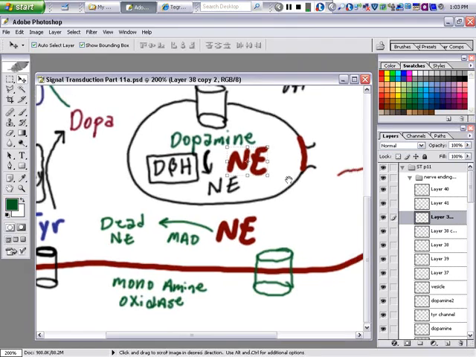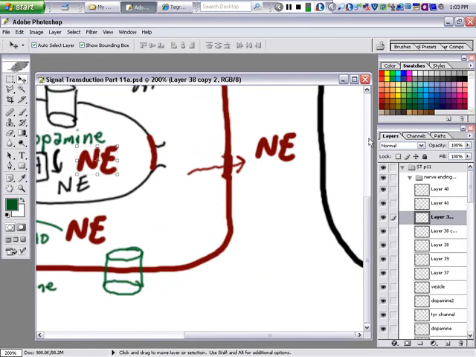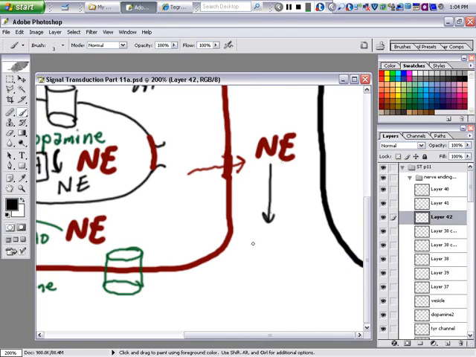Now, what about this norepinephrine that's out here? This norepinephrine on the outside can also be destroyed. It can be converted into dead norepinephrine. And the enzyme out here is called catechol O-methyl transferase, COMT.